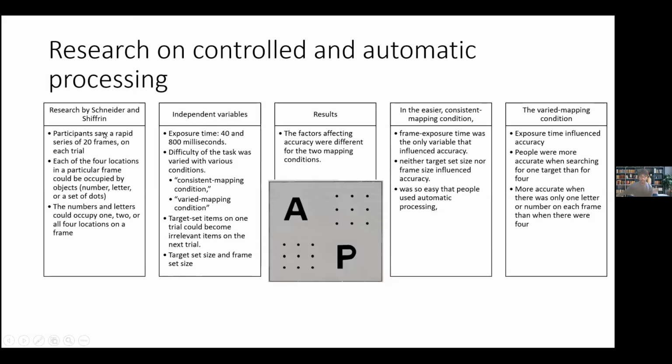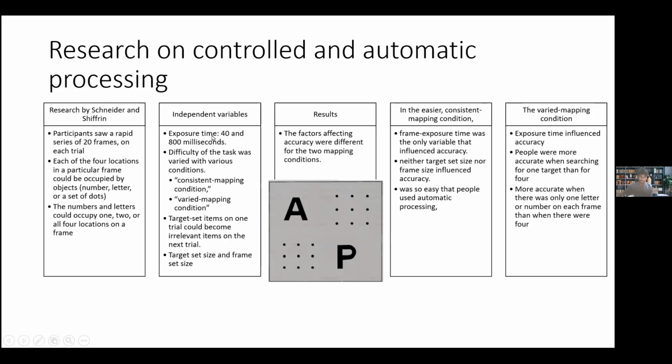In their research, participants saw frames. The frame is given here, this is one example of a frame. They saw a series of 20 frames on each trial. There are four locations here: top right, top left, bottom right, bottom left. They are occupied by a series of dots, numbers or alphabets. The numbers and letters occupy one, two or all locations. So there were several conditions, and they were varied. Those were the variables.